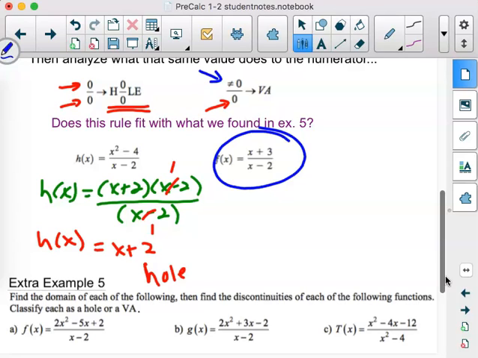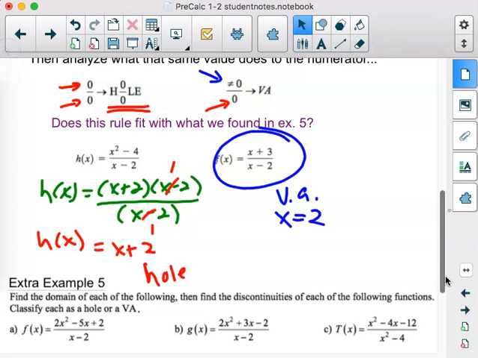Of course they can't. Canceling is a form of division. In order to be able to cancel, you have to see pure multiplication. That's not multiplication. My numerator has addition. My denominator has subtraction. That's not pure multiplication. We can't cancel anything out. So this one has a vertical asymptote at x equals 2.